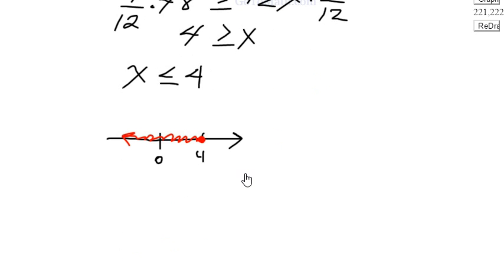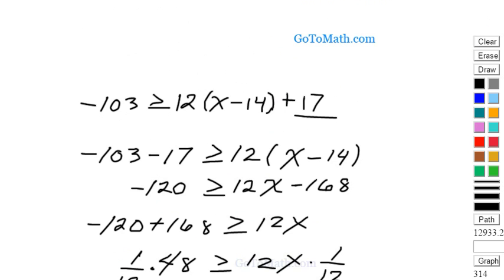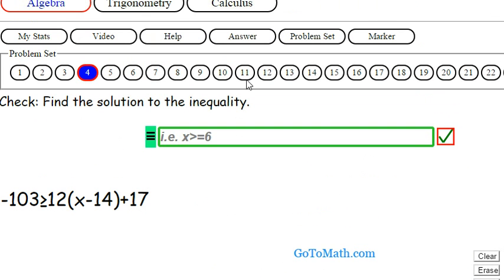And then of course let's write this in interval notation. So we got from negative infinity to 4, and we put a bracket here because we include 4. So hopefully you're catching on to this stuff. X is less than or equal to 4.